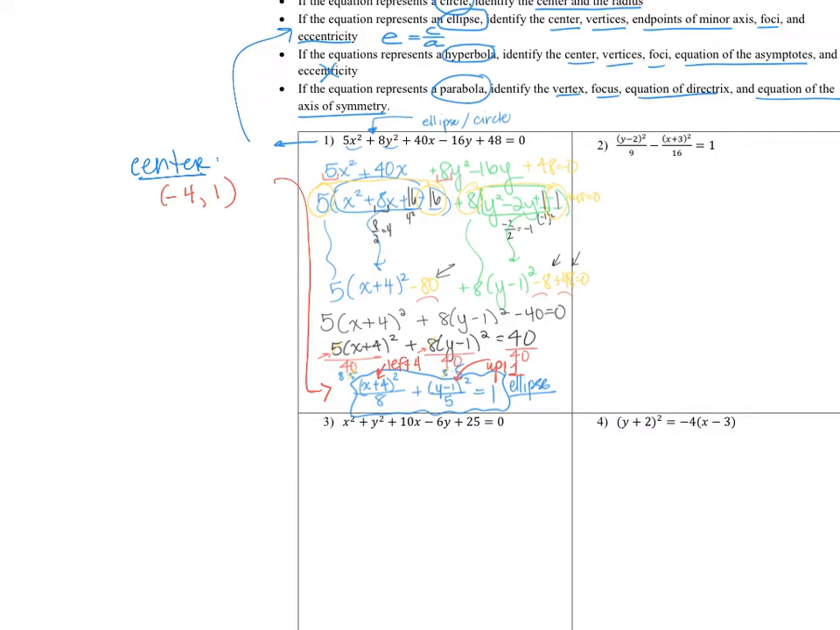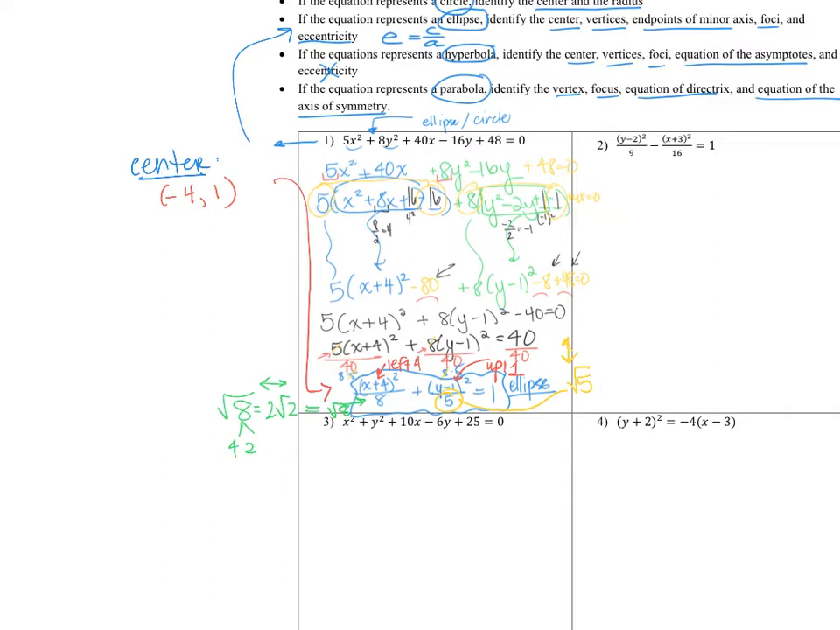A few more details, let's see. Because the 8 in the bottom of the fraction is underneath there, square root of 8, there's a 4 in there. I'm going to be able to simplify that to be 2 radical 2. That's how much we're moving left and right because that's under the x. When I look at the denominator under the y, that's going to be the square root of 5, which can't simplify, but that's how much we go up and down.